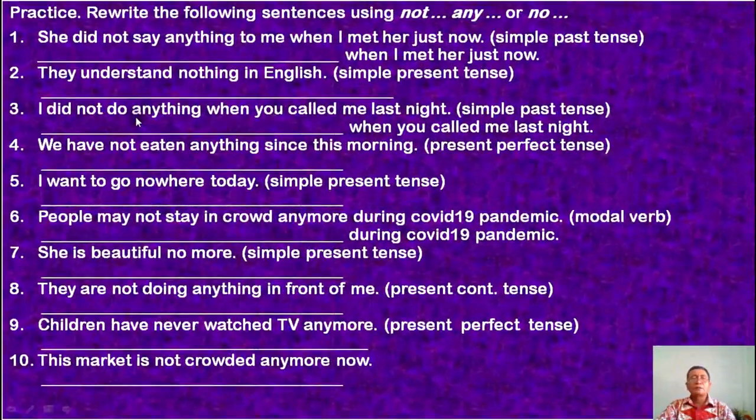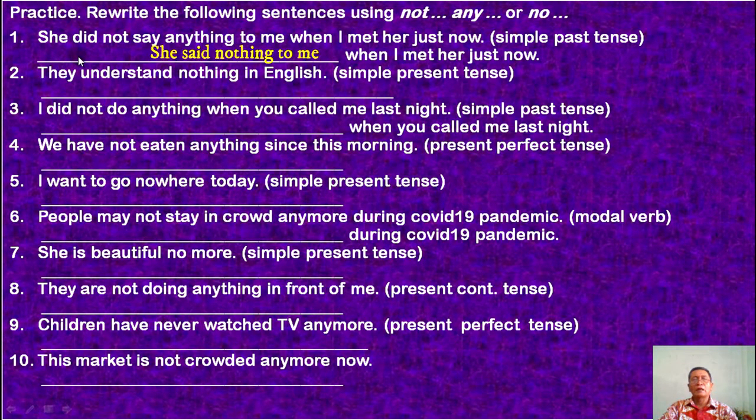Now we go on practice. We write the following sentences using not any or no. Number 1. She did not say anything to me when I met her just now. Simple past tense. So, what is another form of number 1? It's alright. She said nothing to me when I met her just now.